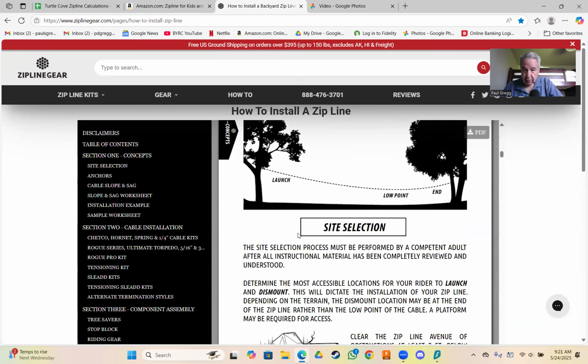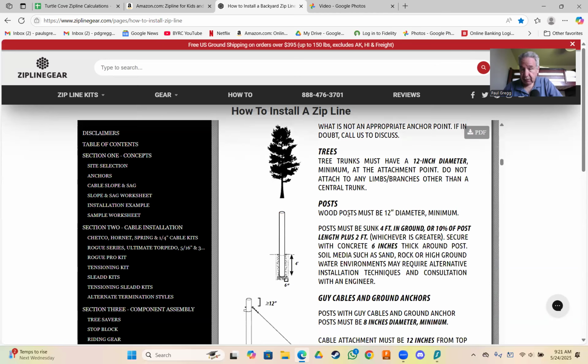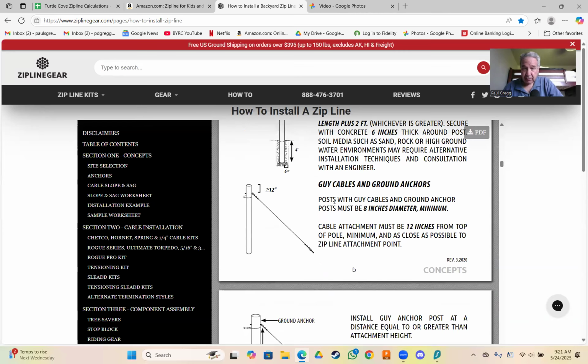There's terminology. You have one tree and a different tree, and then you have a low point. It also has very good information about what you should use for an anchor and what you shouldn't use.